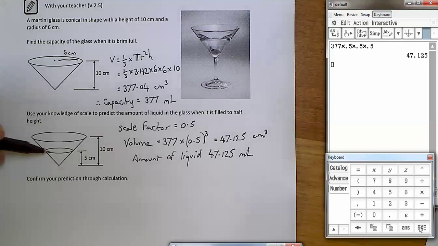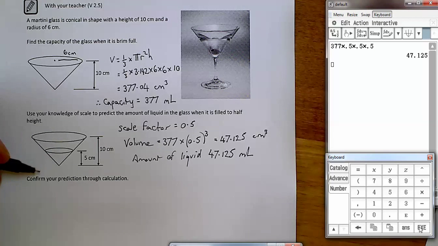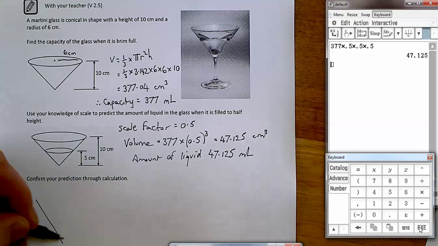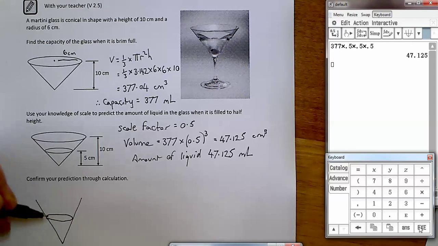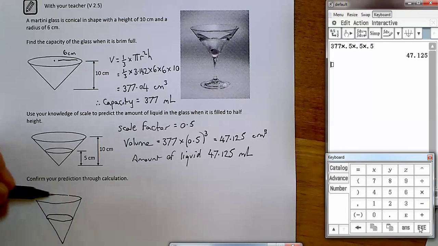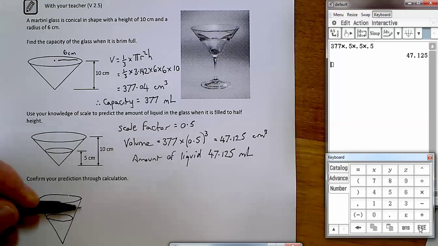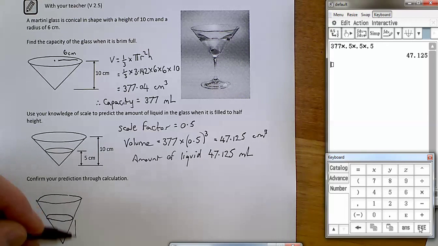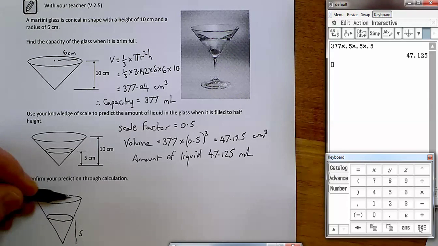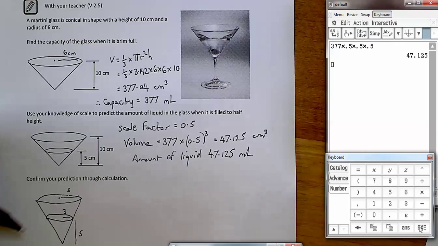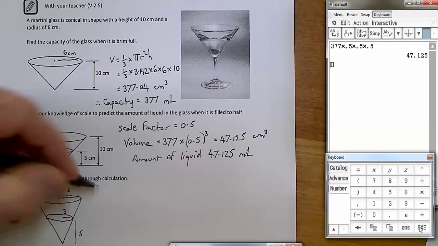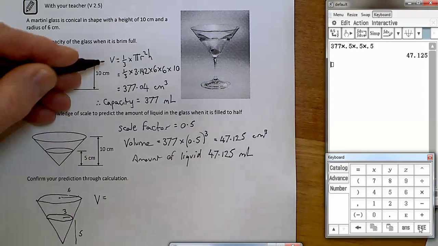And now we're asked to confirm this result using calculations. In other words, we're going to use the dimensions of this to calculate its volume. Now, I'll just draw it again here. The little one is a half size model of the big one. Where that was 10, this one is 5. Where this one was 6, this one is 3. So we can work out its volume using the formula.